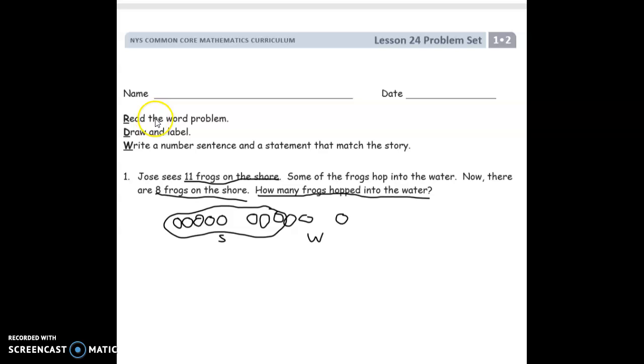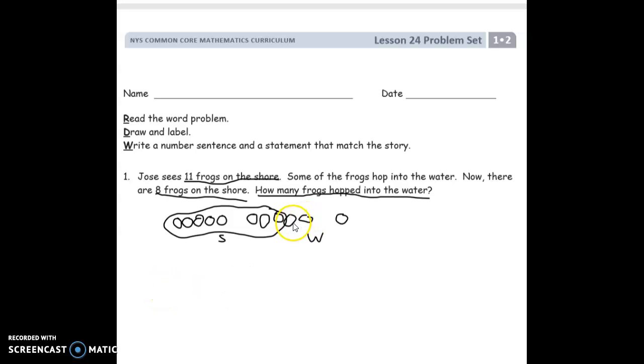All right, now that we've read the word problem, we drew and we labeled, now they want us to write a number sentence in a statement that matches the story. Let's look at our question. How many frogs hopped into the water? The easiest way I can think of to answer this question is to reword the question that they used. So instead of saying how many, let's say the number. Could you tell me how many frogs we still have, or that jumped in the water?